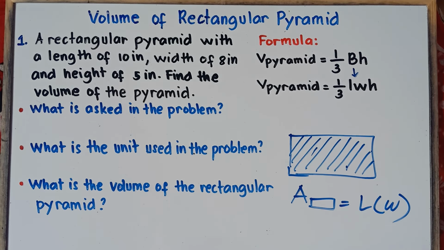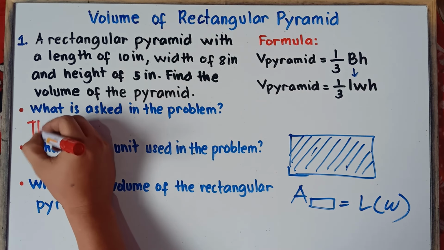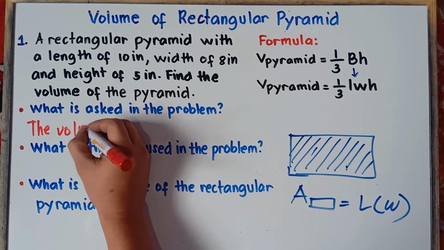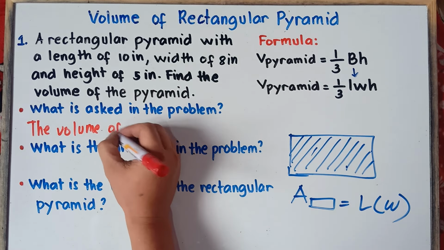Alright, so let's start with number 1. A rectangular pyramid with a length of 10 inches, width of 8 inches, and height of 5 inches. Find the volume of the pyramid. So first question there, what is asked in the problem? We are told to find the volume of the pyramid.